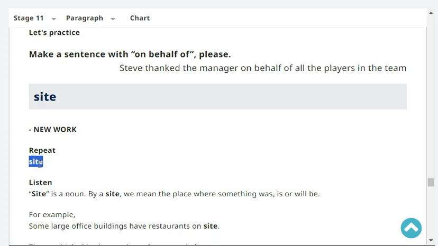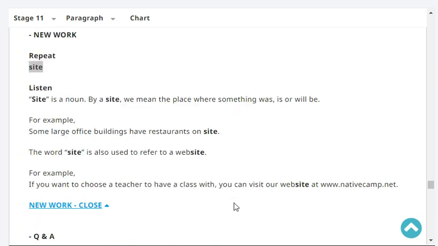Next, repeat. Site, with the letter S. Site. Very good. Okay, so site spelled as S-I-T-E is a noun. By a site, we mean the place where something was, or something is, or something will be, like a building. For example, some large office buildings have restaurants on site, like at the vicinity.